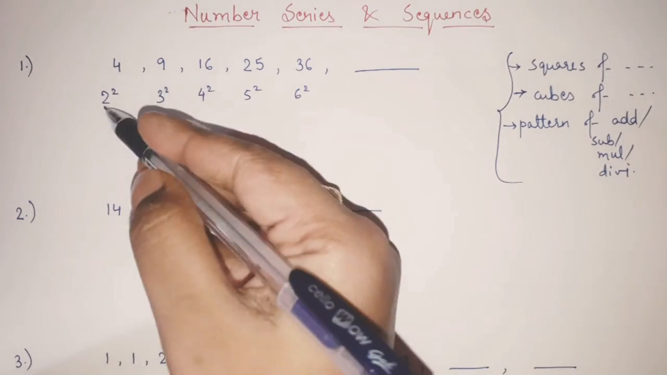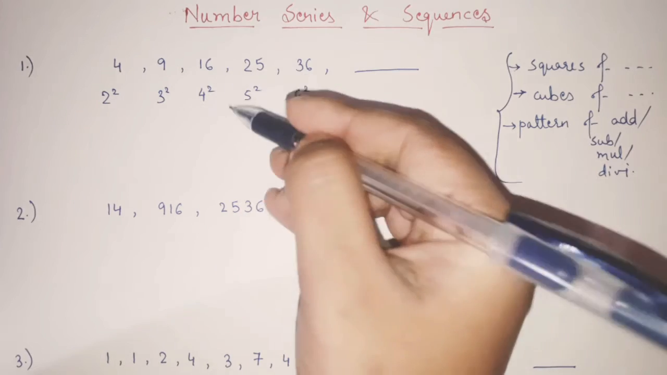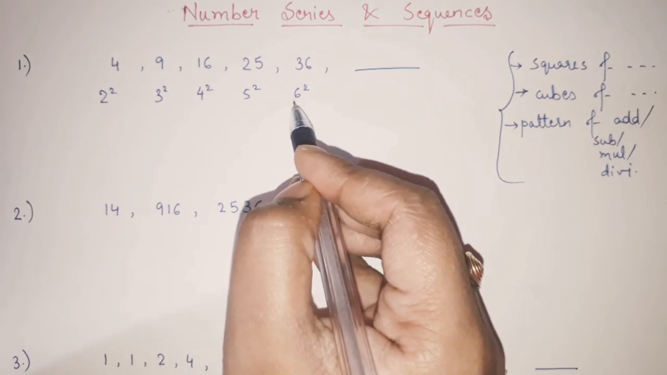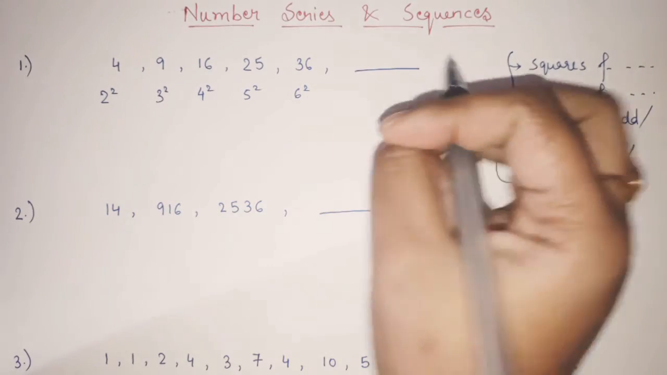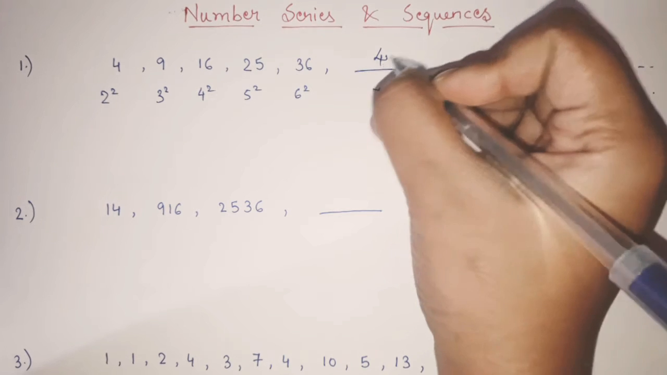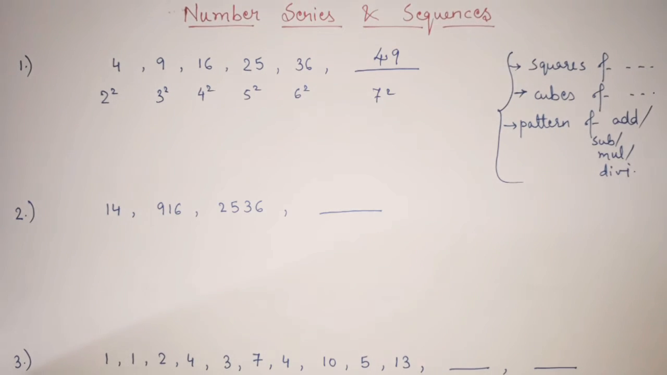right? So clearly you can see that we are having the pattern of squares: 2 square, 3 square, 4 square, 5 square, 6 square. So obviously the next number should be 7 square, right? So the answer of this blank would be 49. As simple as that. Okay. Now let's see the next one.